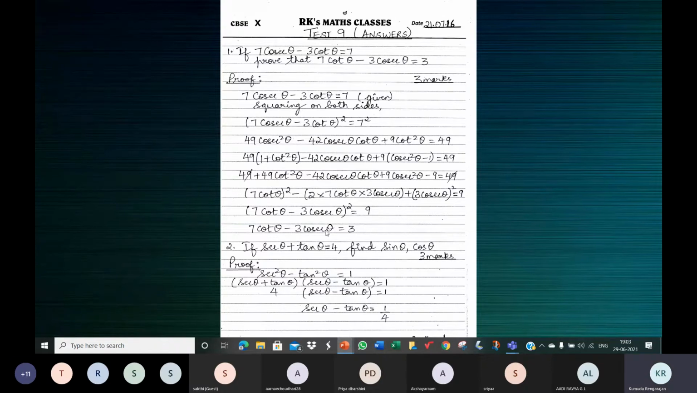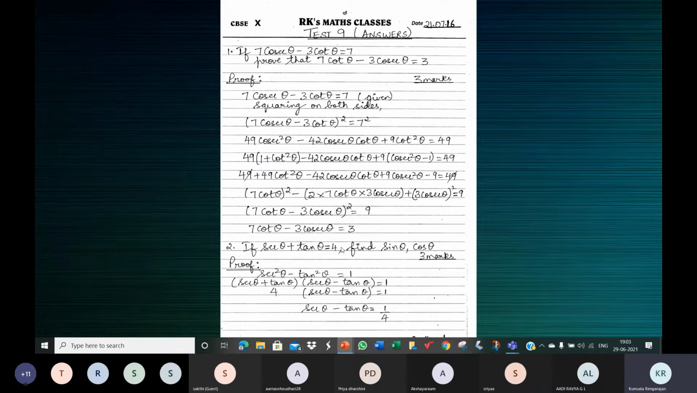Okay. Now what we'll do, we'll solve both and we'll find secant theta, because once you get secant theta, the reciprocal of secant theta will be cos theta. Whatever is the value of secant theta, the reciprocal will be the value of cos theta. And once you find cos theta, using the identity sin square theta plus cos square theta is equal to 1, we can find the value of sin theta.